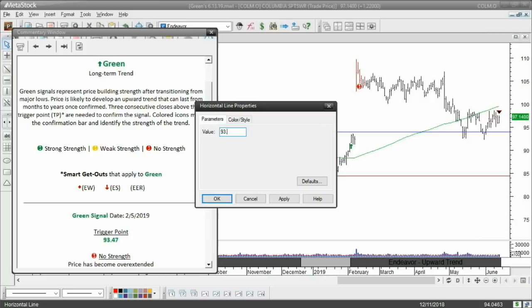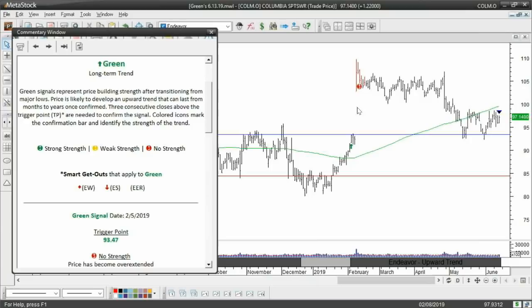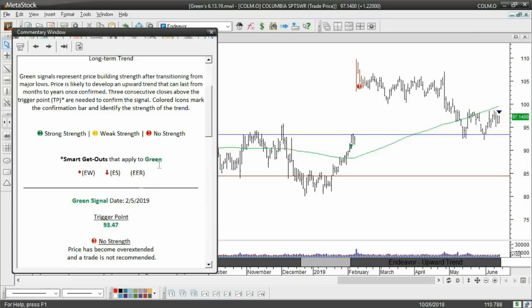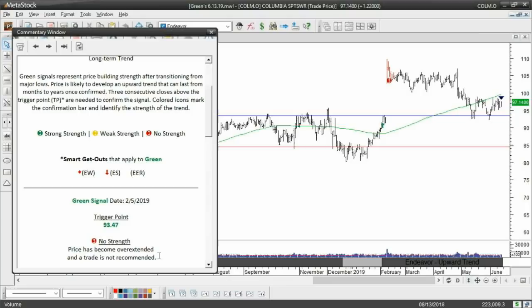Now, obviously, this stock had earnings. It gapped way up, so you weren't going to get that. But more importantly, when we finally got our confirmation, 3 closes above this line, we immediately got a warning sign, essentially. No strength, not recommended. We go back into our commentary, we check it out, no strength. Price has become overextended. Well, that's plain to see. And a trade is not recommended.